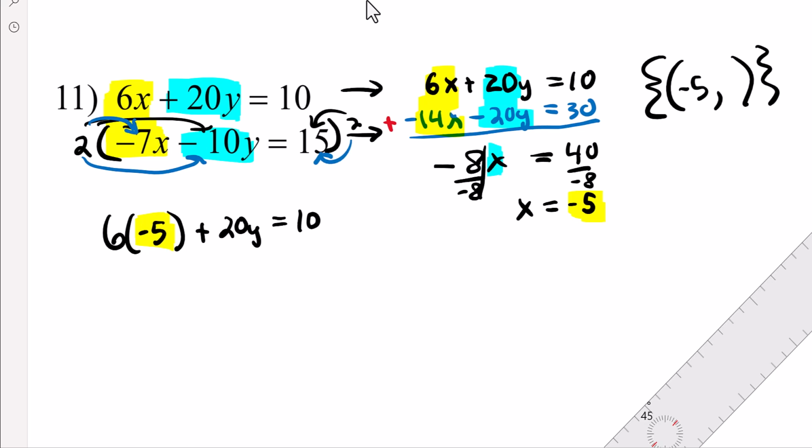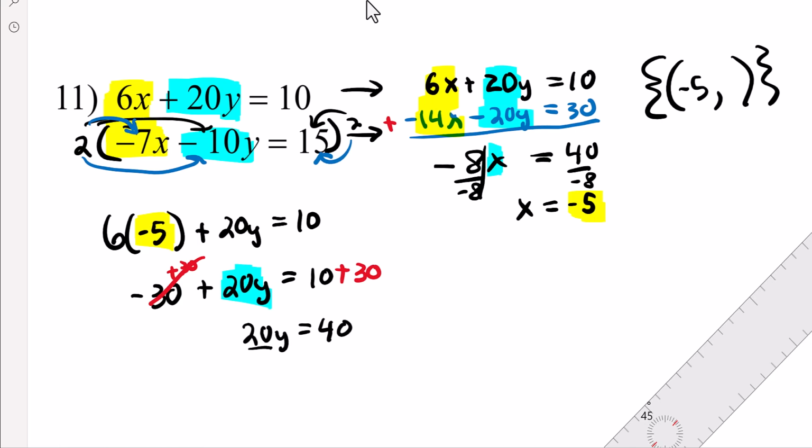Well, 6 times -5 is -30. So to cancel, we want to get this 20y by itself. So to cancel this subtract 30, we're going to add 30. And then -30 plus 30 zeroes out. We have to add 30 to both sides. So now we have 20y is equal to 40. Divide both sides by 20. Our y value is equal to 2.